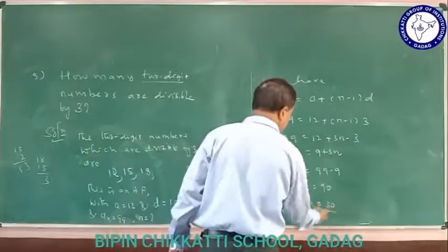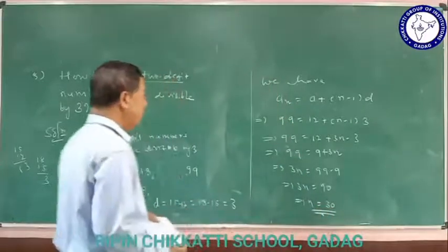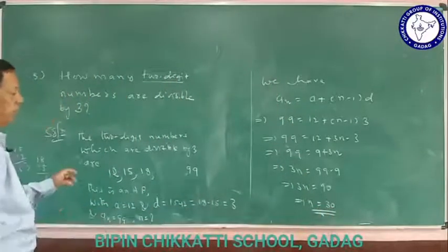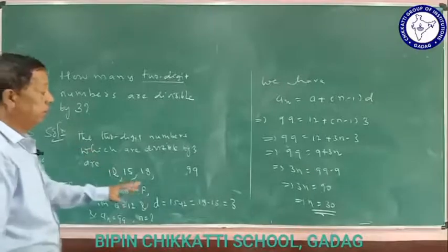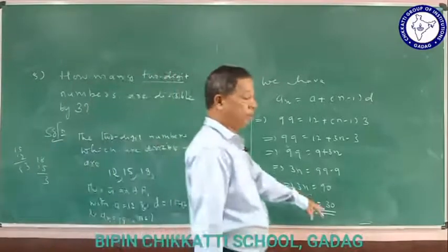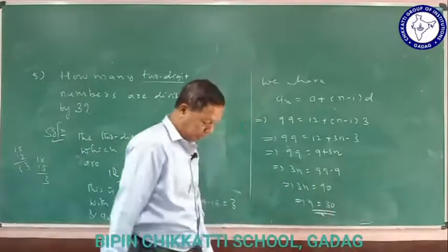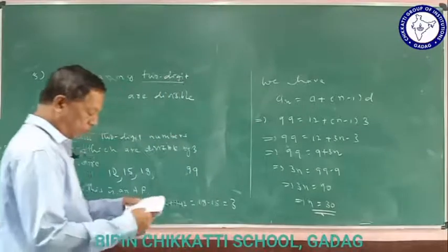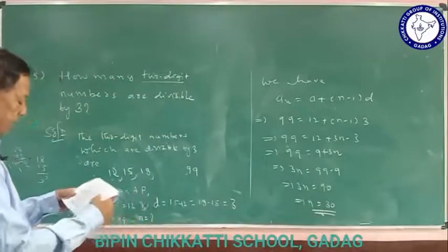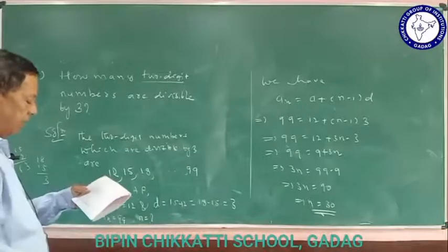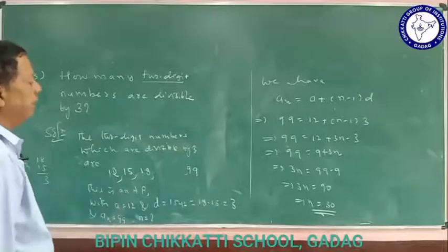30. So what is the question now? How many two-digit numbers are divisible by 3? 32 two-digit numbers are divisible by 3. This is the way we find the result here. So totally 32 two-digit numbers are divisible by 3.